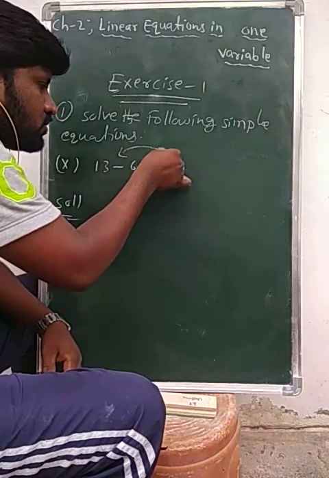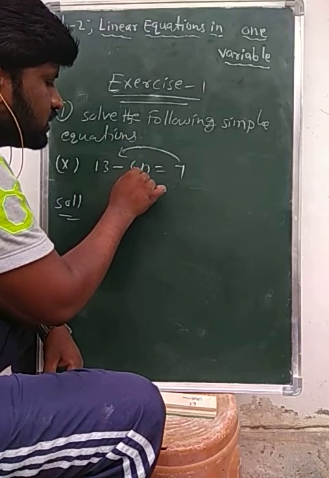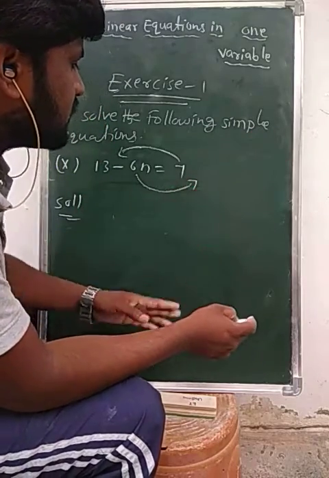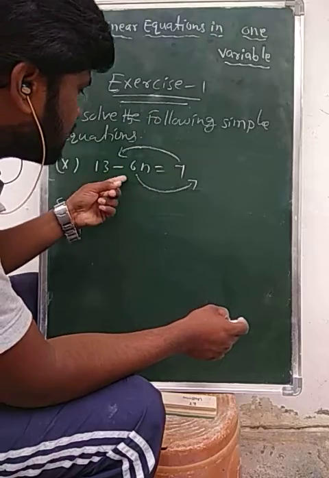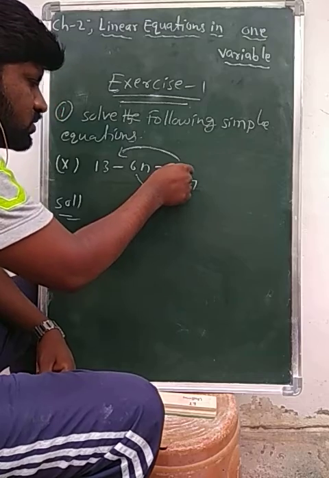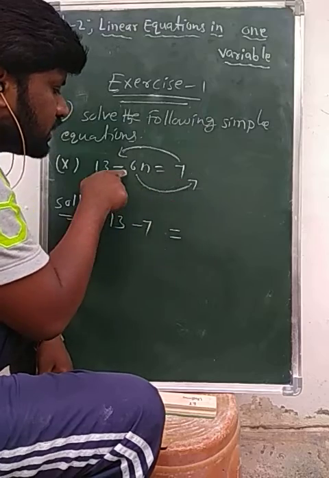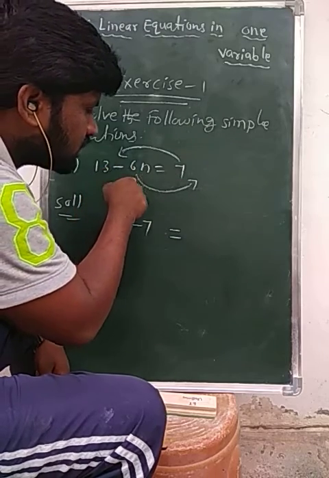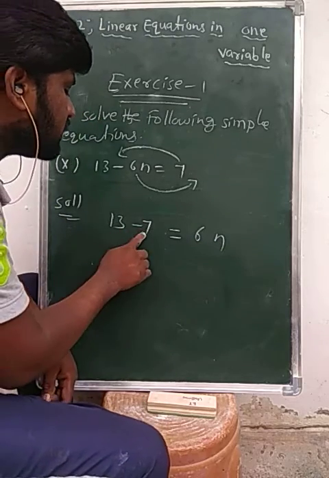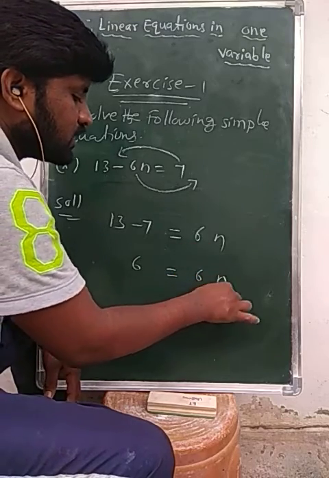Plus 7 is transposing from RHS to LHS and minus 6n is transposing from LHS to RHS. Here it comes from RHS to LHS, here it goes from LHS to RHS. So here 13 is there. Plus 7 transposing from RHS to LHS becomes minus 7, equals here minus 6n transposing from LHS to RHS becomes plus 6n. 13 minus 7 means what? That is 6 equals 6n.